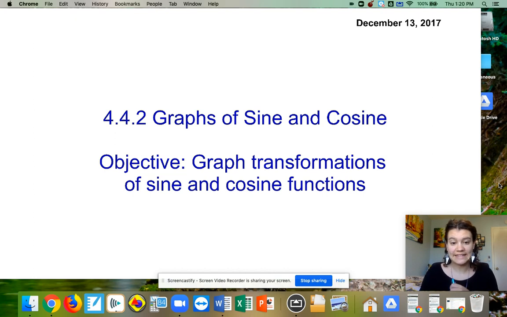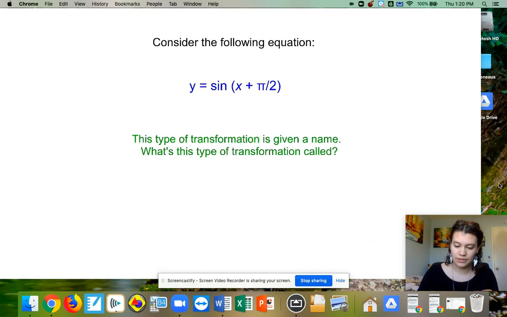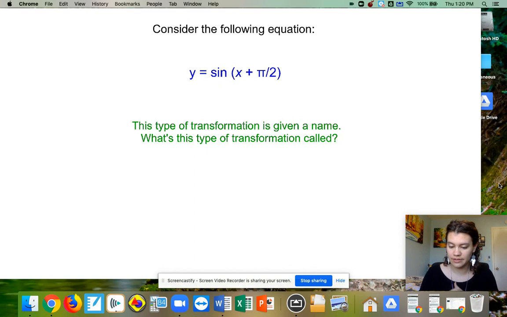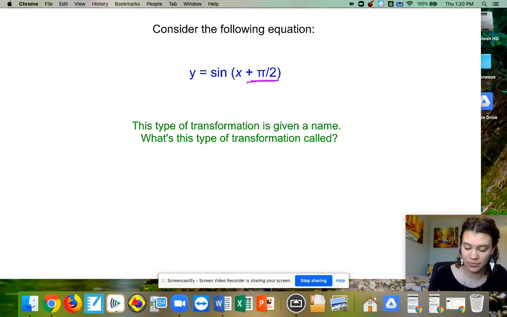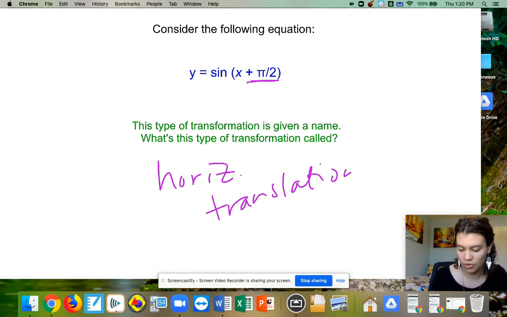So today we're doing graphs of sine and cosine, but specifically transformations with those graphs. So here is this question. What type of transformation is this, and then what is that called? So you've done this before, but if you add things on inside the parentheses with the x, this will be a horizontal translation or a horizontal shift.